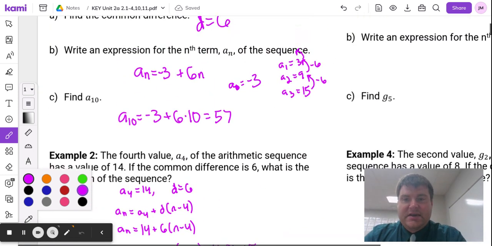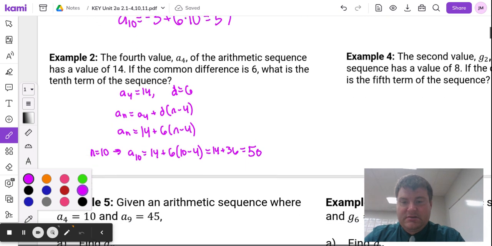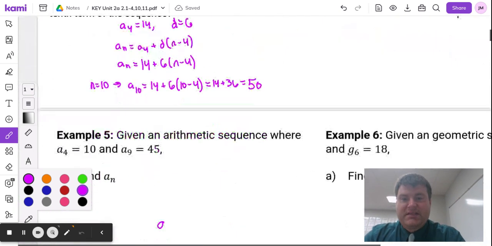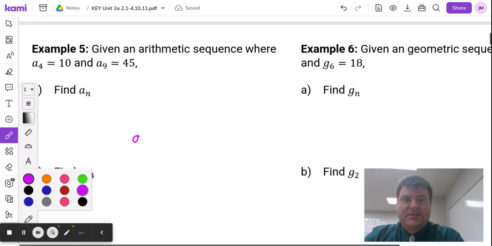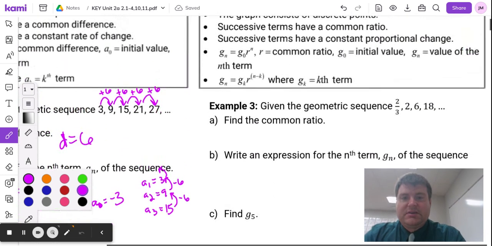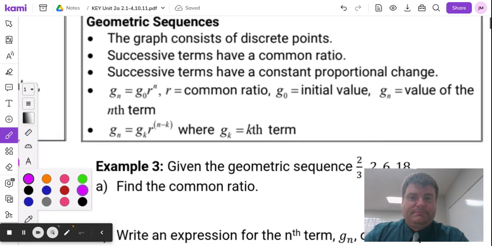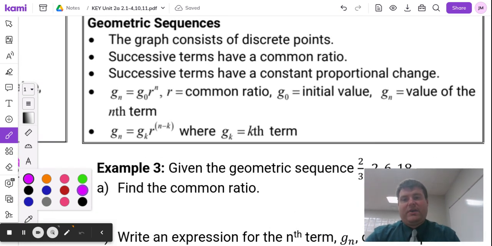So that is arithmetic sequences. I'm going to go ahead and talk about geometric, and then I'll talk about more complicated problems with these other geometric sequences. A geometric sequence is where we now have a ratio, so something is being multiplied over and over again. Same thing, there are two things that we want to know.